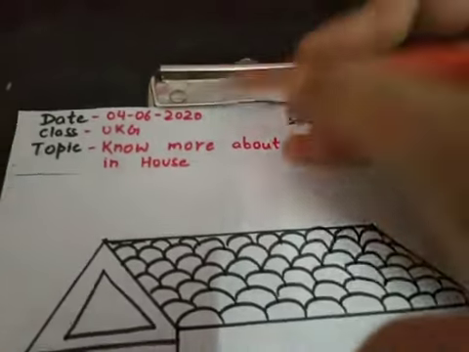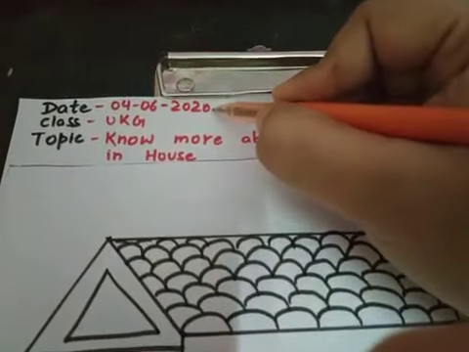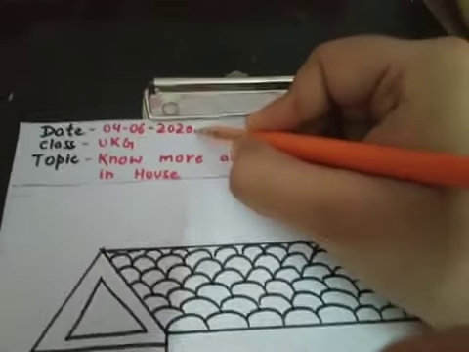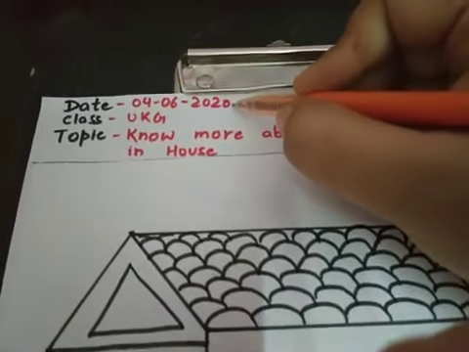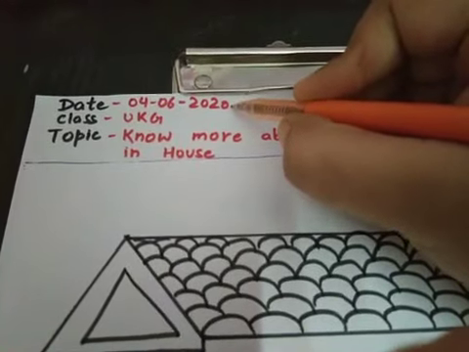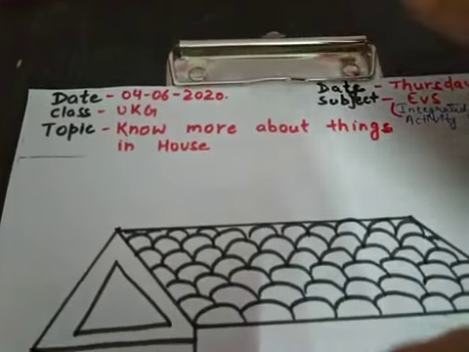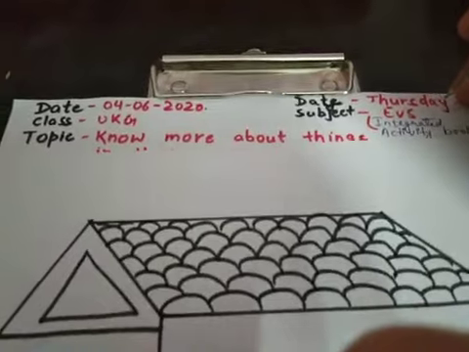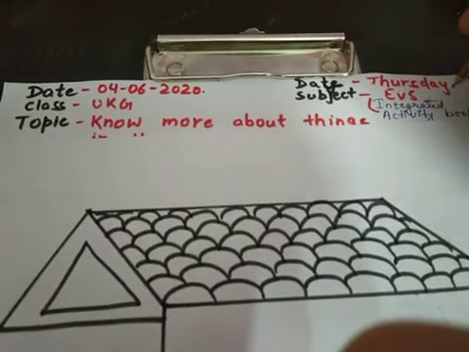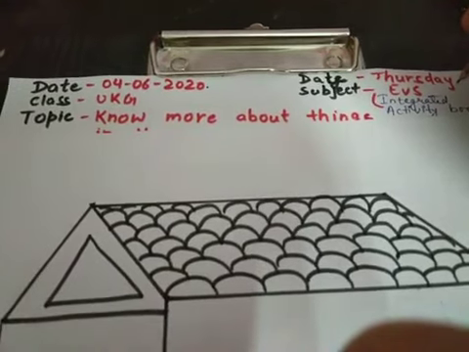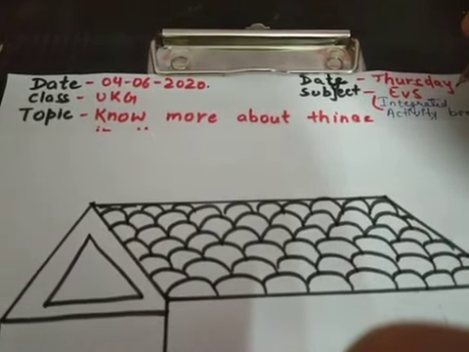Today's date is 4th June 2020. Today's day is Thursday.